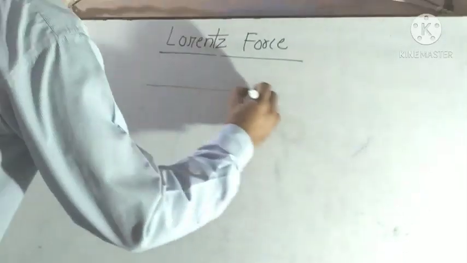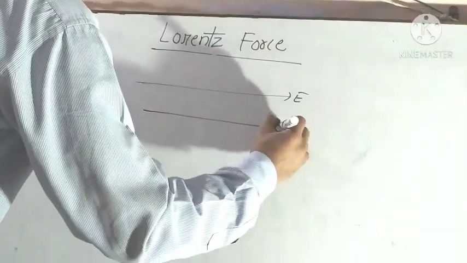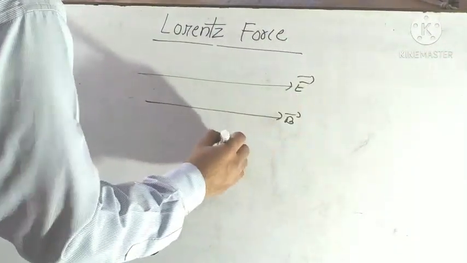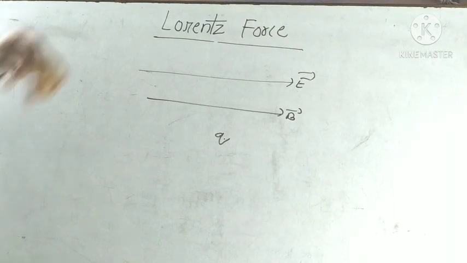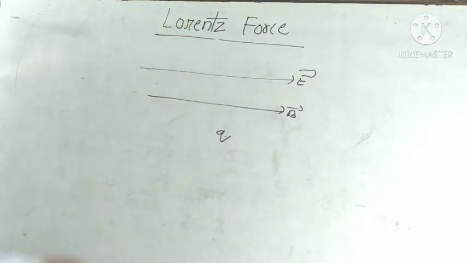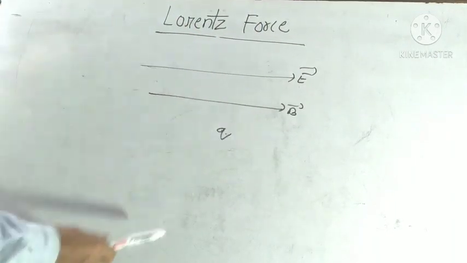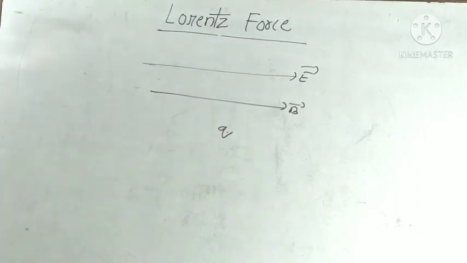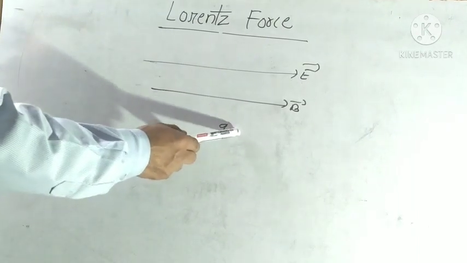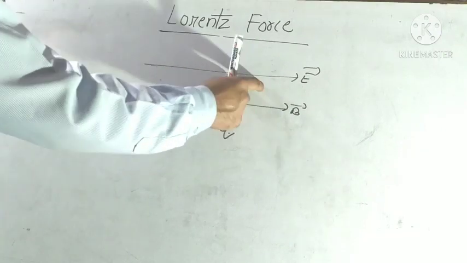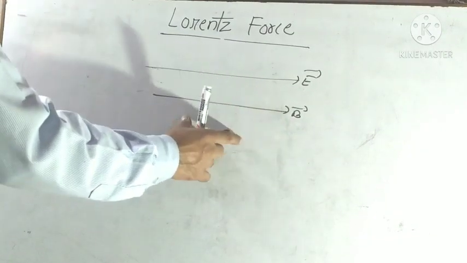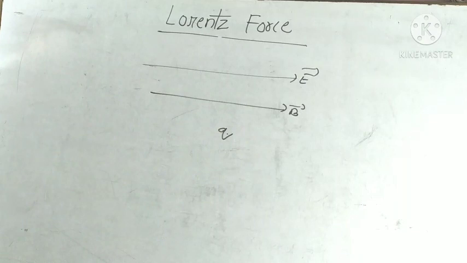So here we take an electric field and a magnetic field, and we put a charge here. When we put the charge here, due to the electric field, a force is applied to the charged particle, due to which it starts moving. When this charged particle starts moving, and a magnetic field is also applied here, the charged particle will also experience a magnetic force.